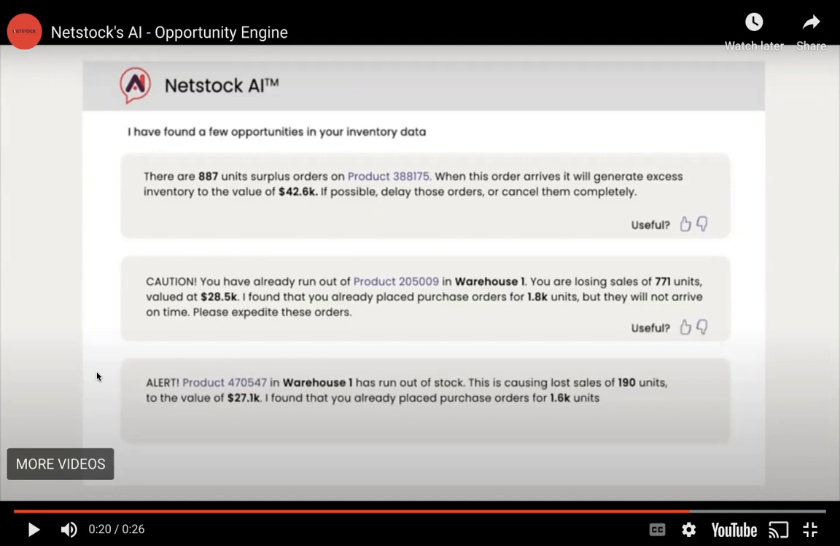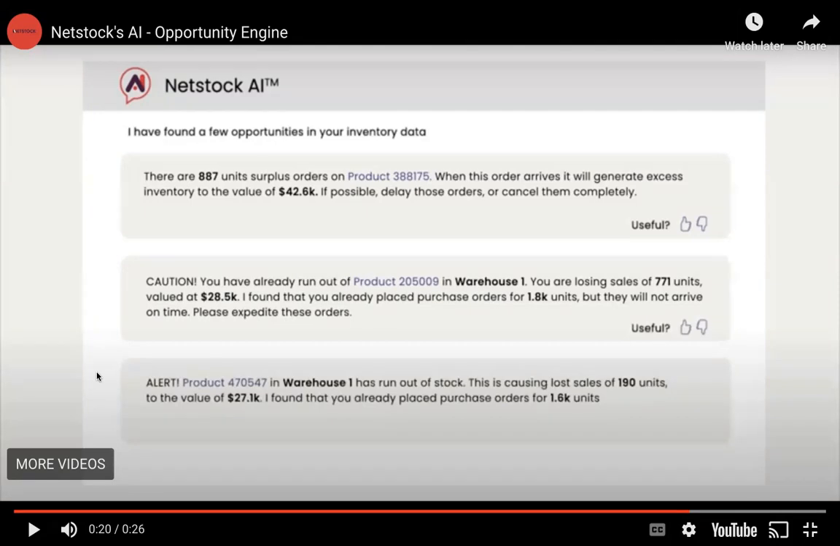So just to give you an idea of what this does, we can read, let's just say the first one over there. It's saying that there are 887 units of surplus orders on a purchase order that's on its way. That's going to generate excess when it lands, because we don't need this much stock, of 42,000 or nearly 43,000 US dollars. If possible, can you delay the orders or cancel them completely? So it's giving you advice on what to do.